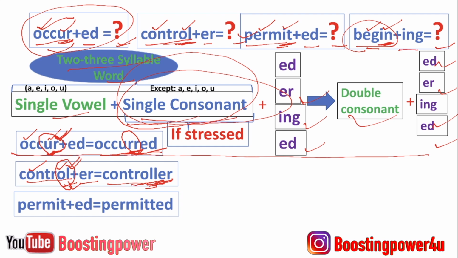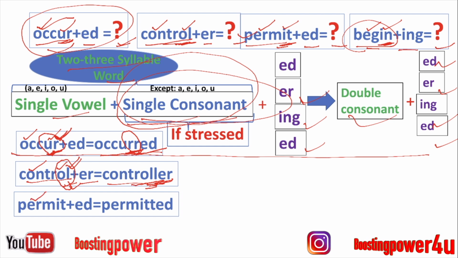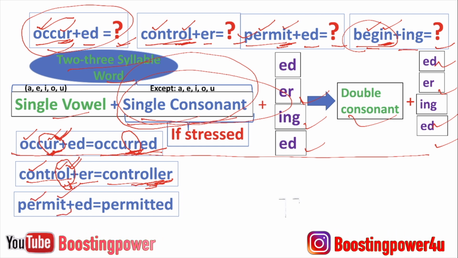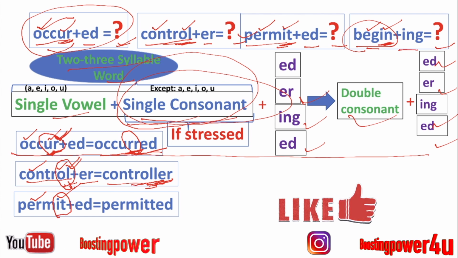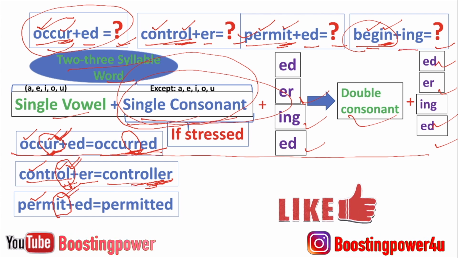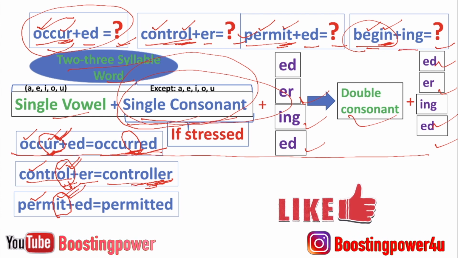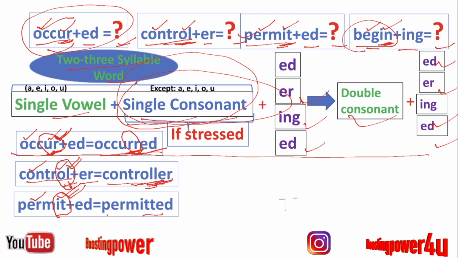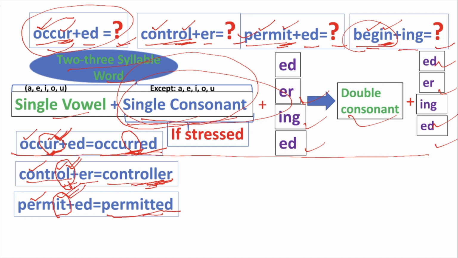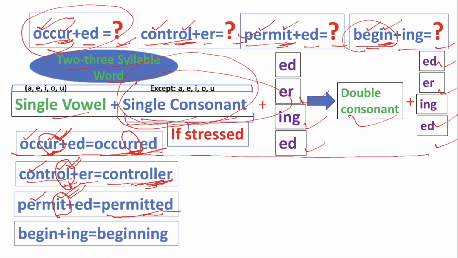So let's see the next word, permit, ed. Here, see, there are two vowel sounds, one here and one here, and this word also ends with one vowel sound and one consonant, and this t is also stressed. So in this case, this rule is applicable and t becomes double t. So it becomes PERMITTED.